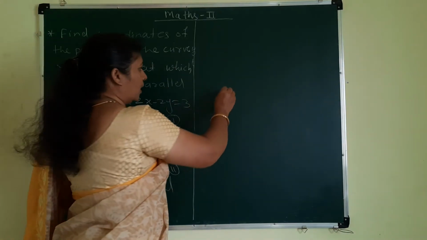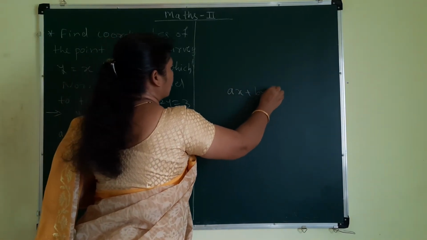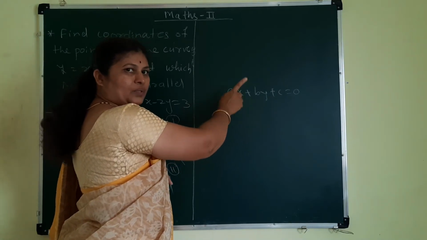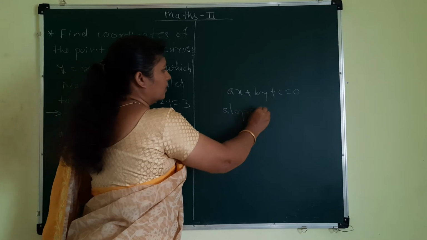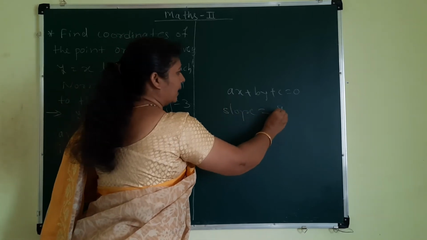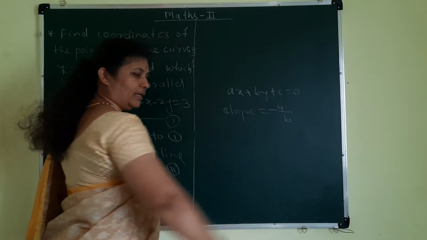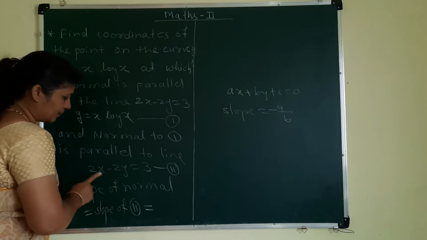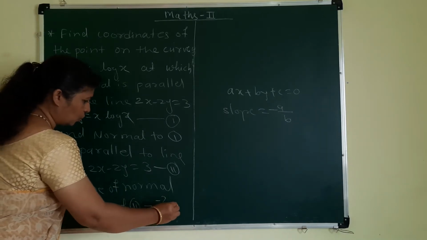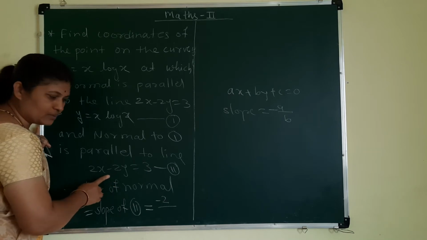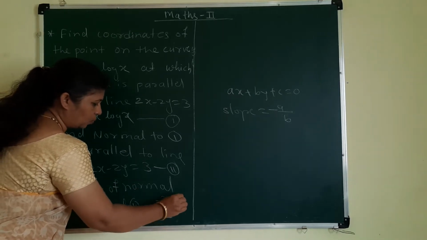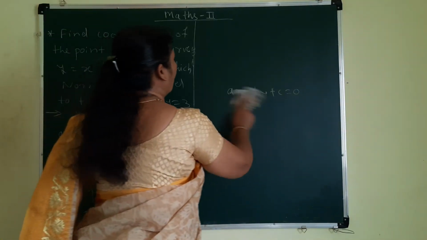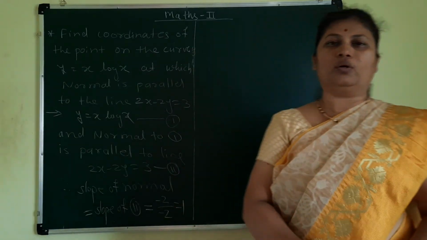We know, as in the previous example also, if we have ax plus by plus c is equal to 0 as the line given, then its slope is nothing but the coefficient of x upon the coefficient of y with negative sign, that is minus a upon b. So what will be the slope of this line? This is nothing but minus 2 upon minus 2, the coefficient of y is minus 2. So this is nothing but 1. Slope of this line is 1, and hence slope of our normal is also equal to 1.